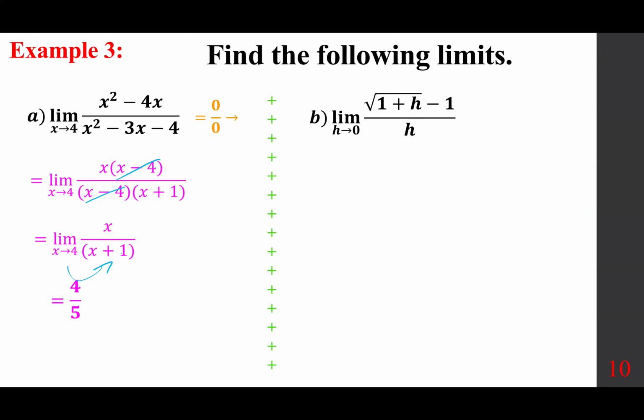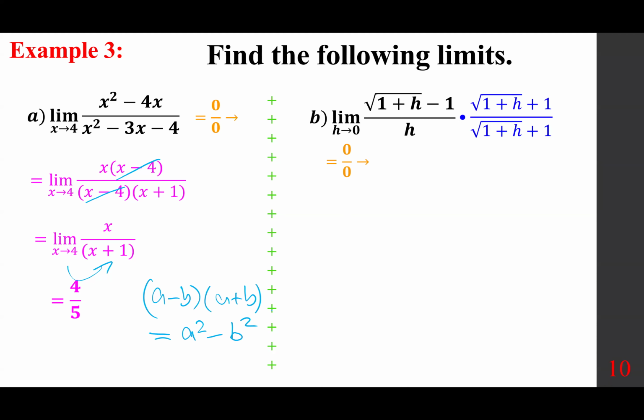The limit of the square root of 1 plus h minus 1 over h as h approaches 0. Again, if you plug in, you get 0 over 0. And because the numerator has a square root, you multiply by the conjugate. As you know, the conjugate of a minus b is a plus b, resulting in a squared minus b squared. So the conjugate would be the same thing with the plus sign in between. You're going to multiply the top and the bottom by it because this expression must be equal to 1. You can't multiply by any other number.